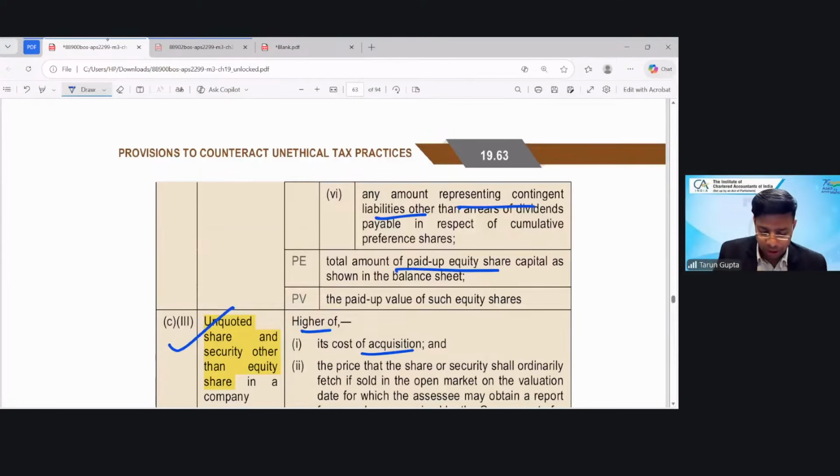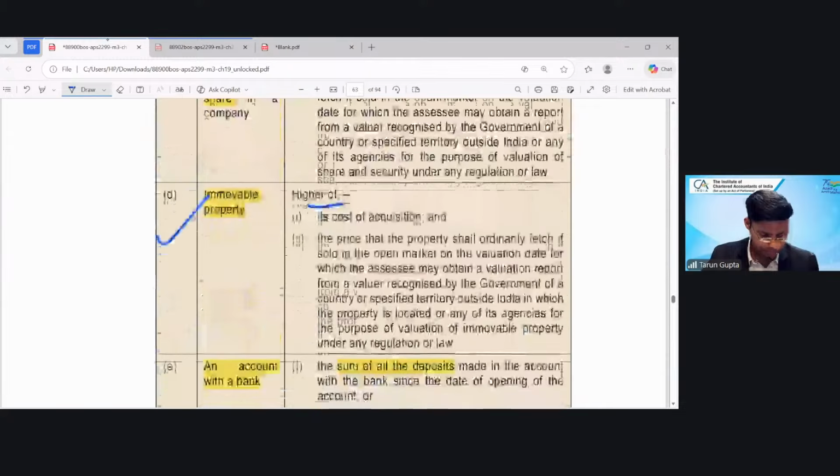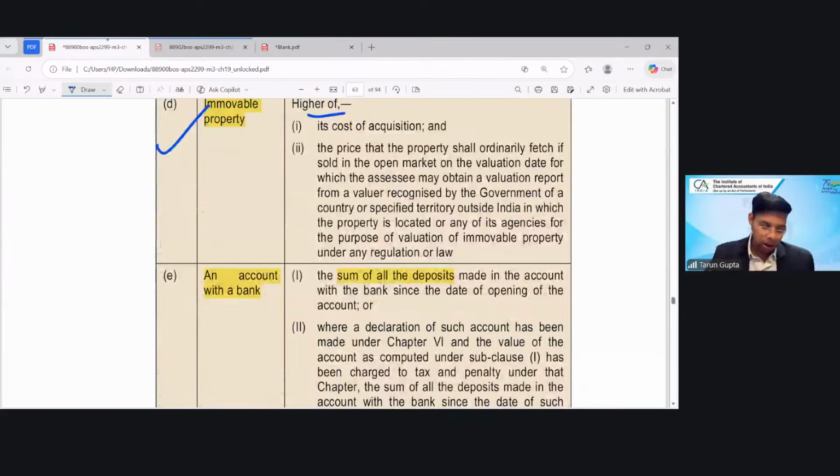PE is the total amount of paid up capital. PV is the paid up value of such equity share, such meaning the equity share held by the assessee for which we are computing the value. Then the bank account. If the assessee has a bank account outside India, which is undisclosed, then what is the value?